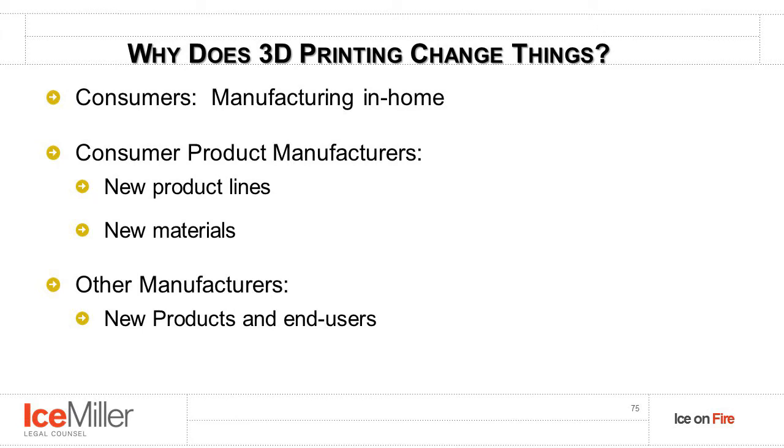So why does 3D printing change things? I would argue it really doesn't. We run into these issues a lot with new technology, but it does make things a lot easier to produce new products. So for consumers, again, now they can easily manufacture just about anything in their homes if they have a 3D printer. That creates a whole other basket of issues that you as manufacturing community would not have to worry about.